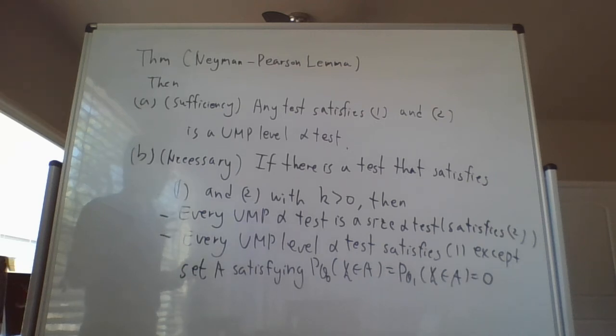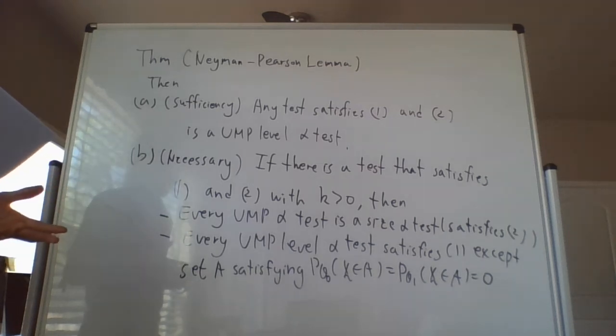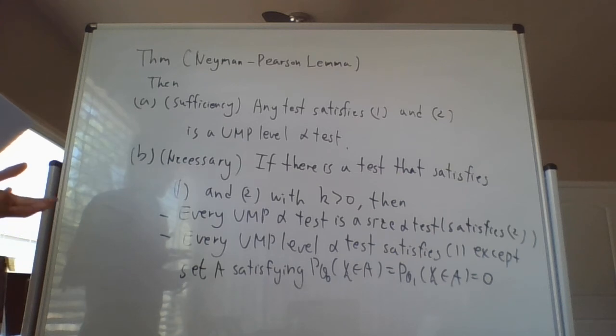and also for the reverse inequality for the ratio of the two PDFs or PMFs, then the sample X belongs to the acceptance region. That condition is satisfied except on a set A, where the probability that the sample X belongs to the set A under the null and the alternative is 0. So we are not thinking about the set A, where the probability under theta 0 and theta 1 that X belongs to set A is equal to 0. So we don't consider this. If we remove this set A, then every UMP level alpha test satisfies the first condition.